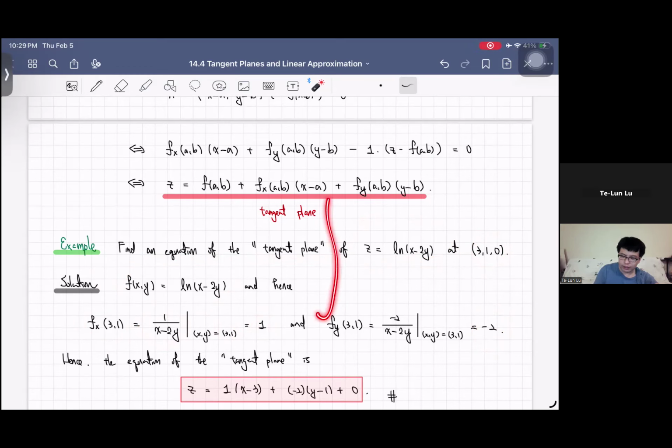So by our formula here, the so-called tangent plane can look like this. z equals f_x(a,b) times (x minus a) plus f_y(a,b) times (y minus b). And there is a 0 here because f(a,b) is 0. So this will be an approximation of this function near the point (3,1,0), right? It is a tangent.